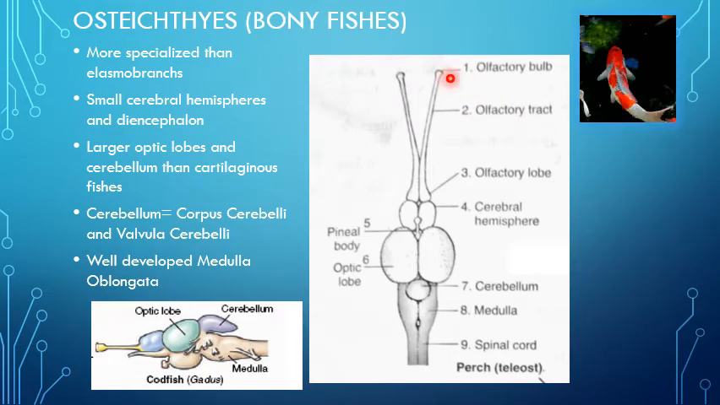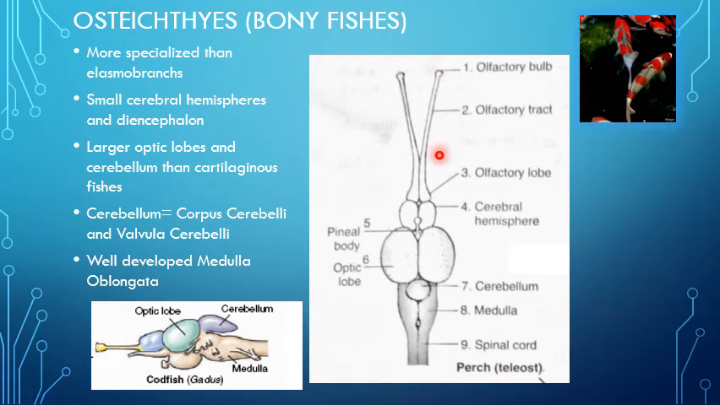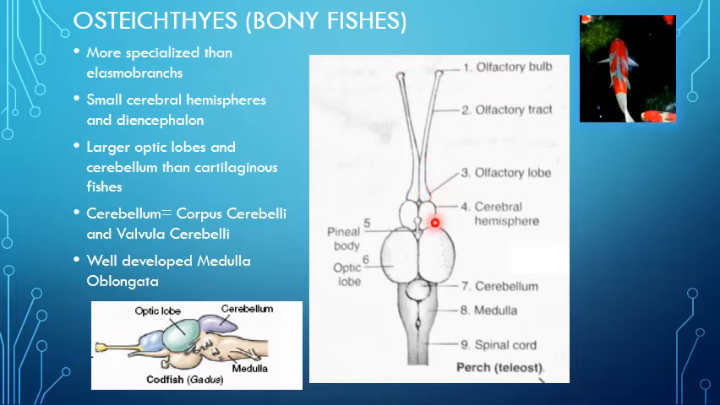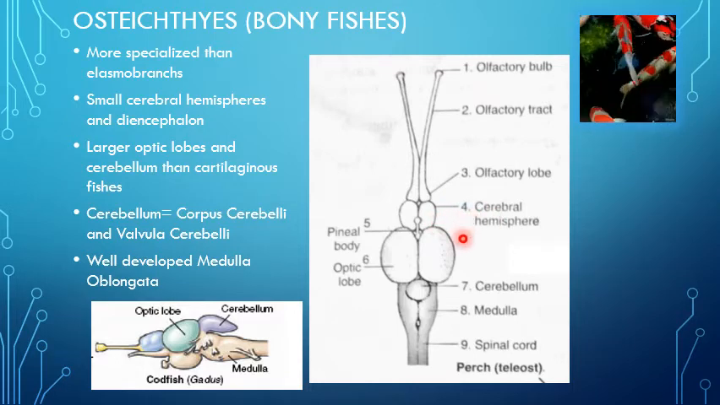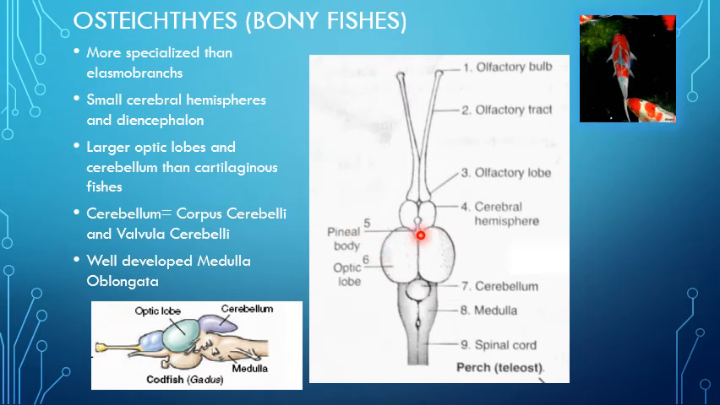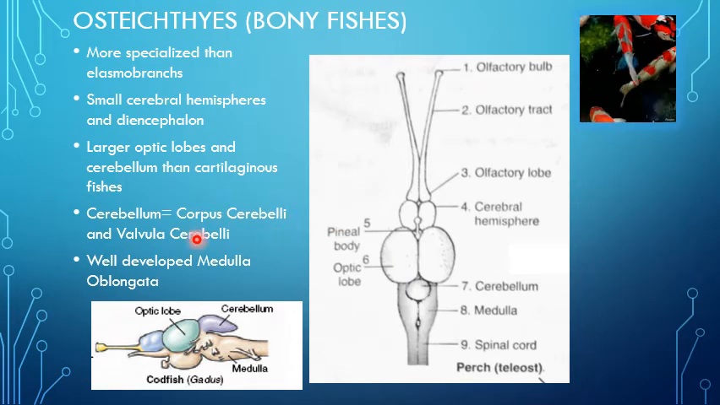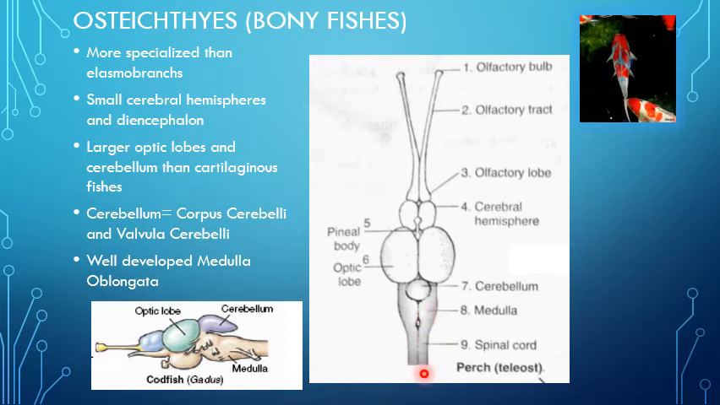This is the olfactory bulb and this is the olfactory tract, which is attached to this olfactory lobe here. Then there are small cerebral hemispheres, and this is the diencephalon. There is presence of the pineal body, and these are large optic lobes. Also they have a cerebellum larger than the cartilaginous fishes. Their cerebellum is divided into corpus cerebelli and valvula cerebelli parts. They also have a very well developed medulla oblongata which continues into the spinal cord.